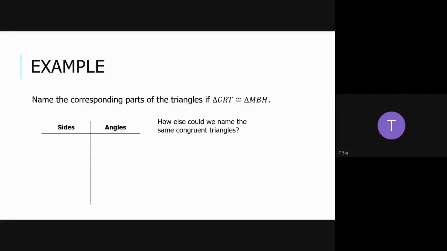In this example, name the corresponding parts of the triangles of triangle GRT is congruent to triangle MBH. So pause the video now to name the corresponding parts.